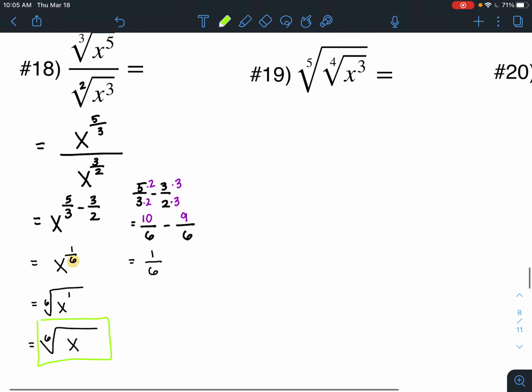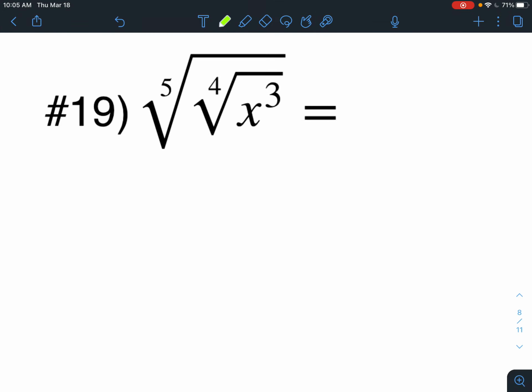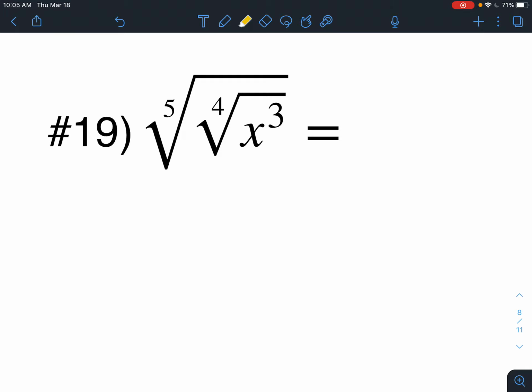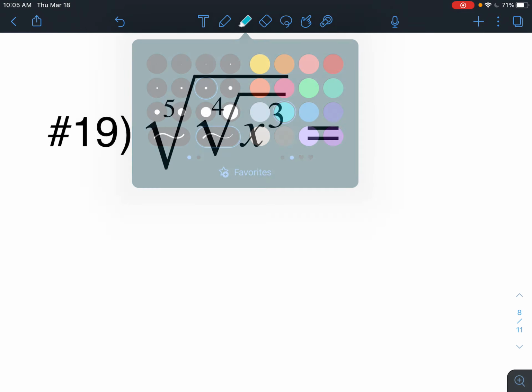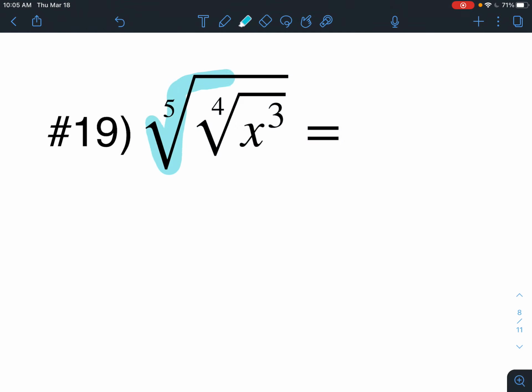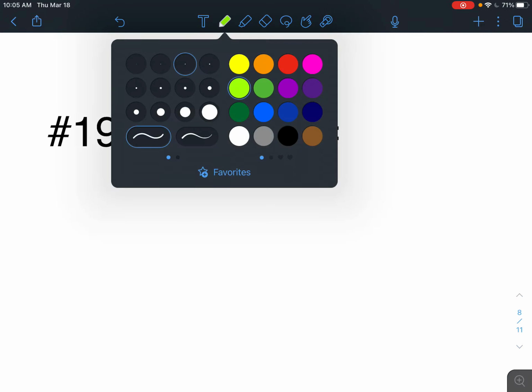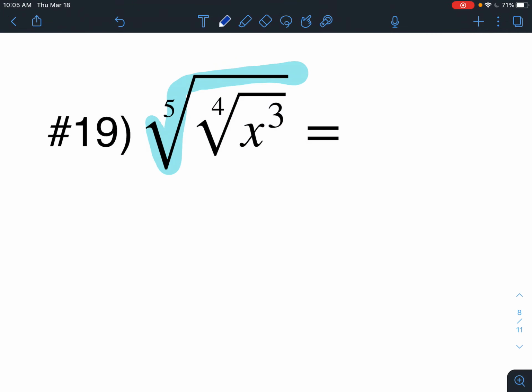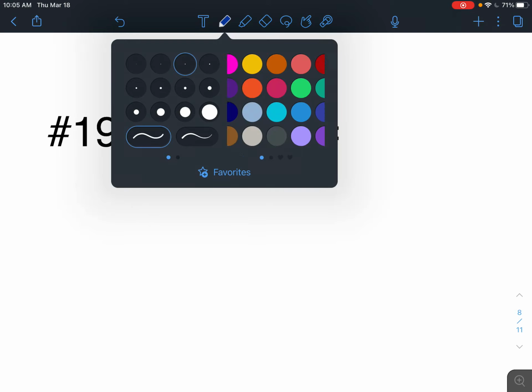So now these can show up in a variety of ways. So like number 19 looks awful, right? Look at it. You have 2 different radicals with an x cubed on the inside. Okay. So let's maybe use some color coding here so we can kind of see what's going on. So I have a 5th root on the outside. So this 5th root will totally match the colors.